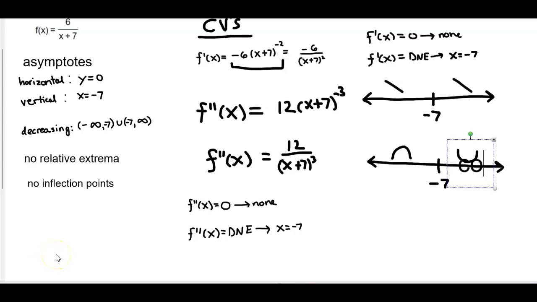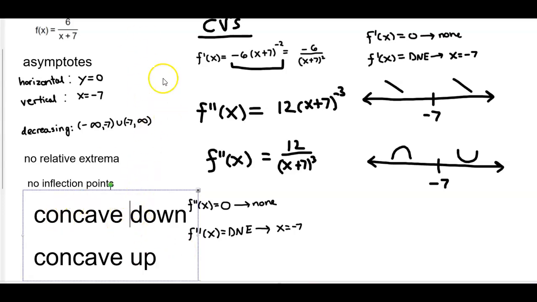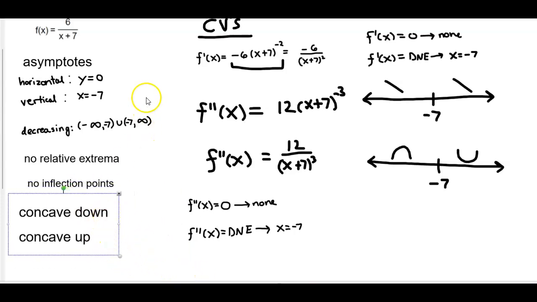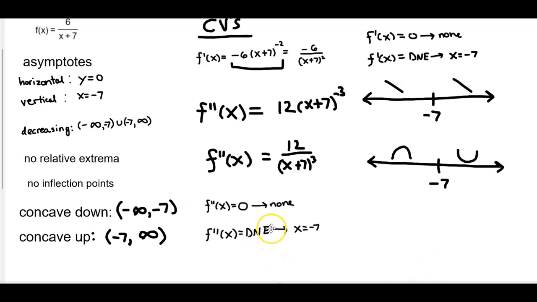So we'll state the concavity here. Just interpret that number line we filled out. This will be concave down and concave up on those associated intervals. So we've got concave down from -infinity to -7, and then we're concave up from -7 to positive infinity. And that should be the entirety of the problem.